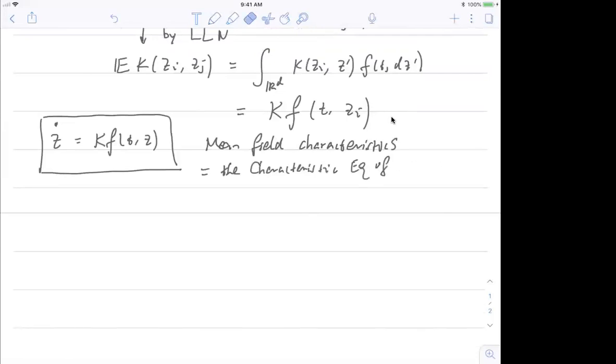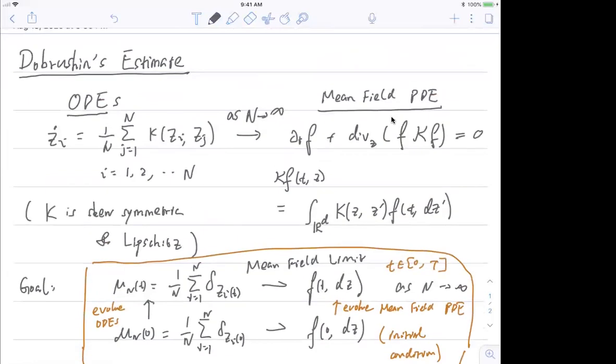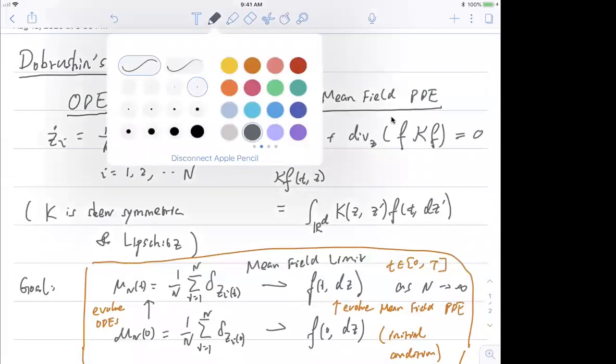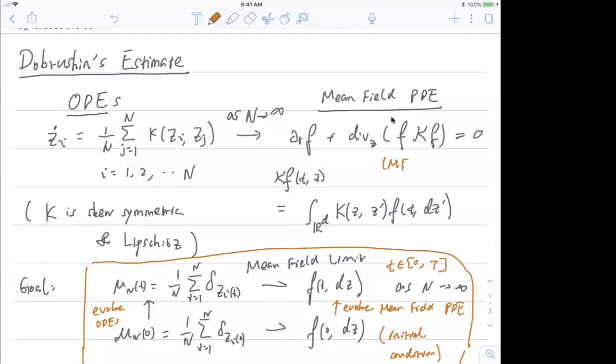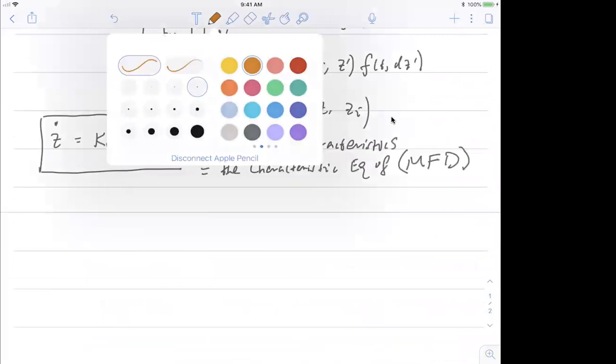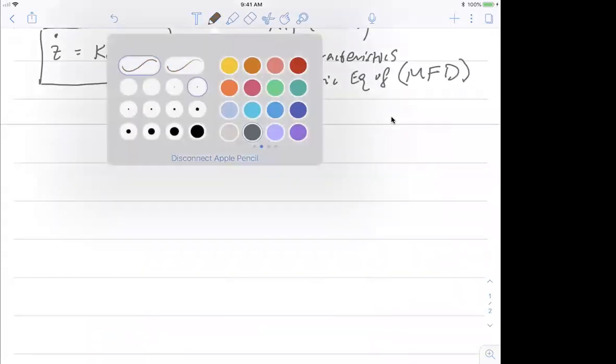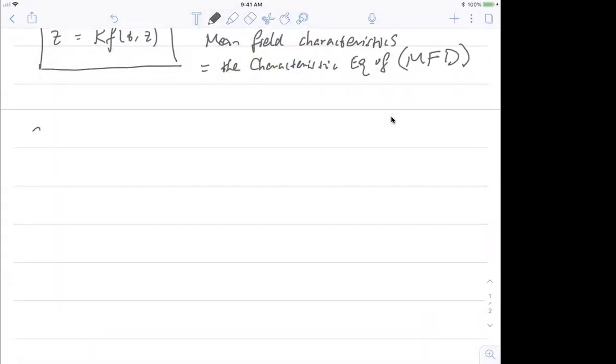Let me write it in shorthand notation. So this is the mean field dynamics. You can check this very easily. Actually, this is a general thing. It holds for all equations in the following form, called a continuity equation.